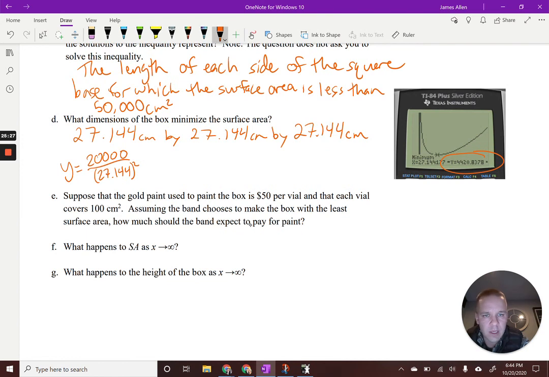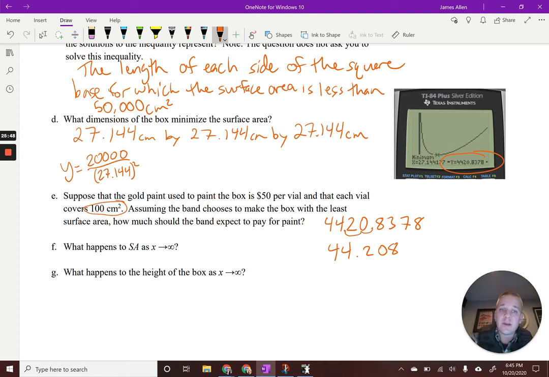So if I were to take the 4,420.8378 and divide that by 100, remember, move your decimal place, that's 44.208. That would give me the number of vials, right? I divided by 100 because each one covers 100 centimeters squared. So that's my number of vials. And then, well, how much does each one cost? $50.